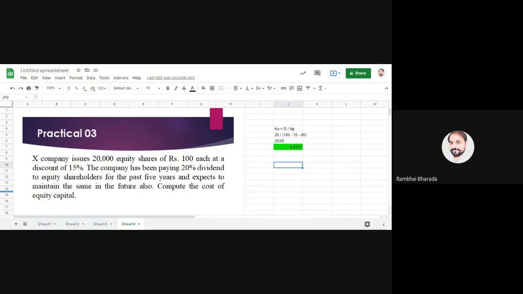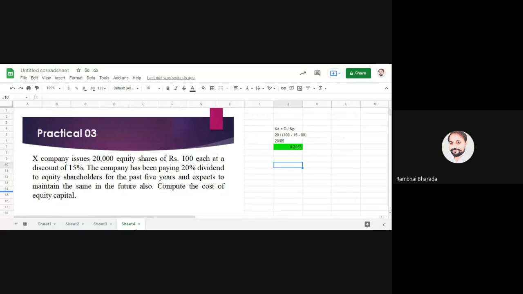It may happen that in the next practical question, or in your mid examination, the amount is given to you directly. The company has paid a dividend of rupees 20. Instead of a percentage, direct rupees will be given to you. So these are the maximum variations: variation in the dividend amount or percentage, and variation in the terms of discount or premium.